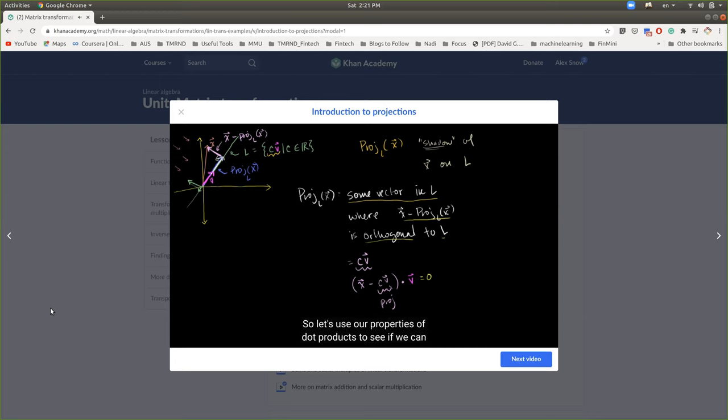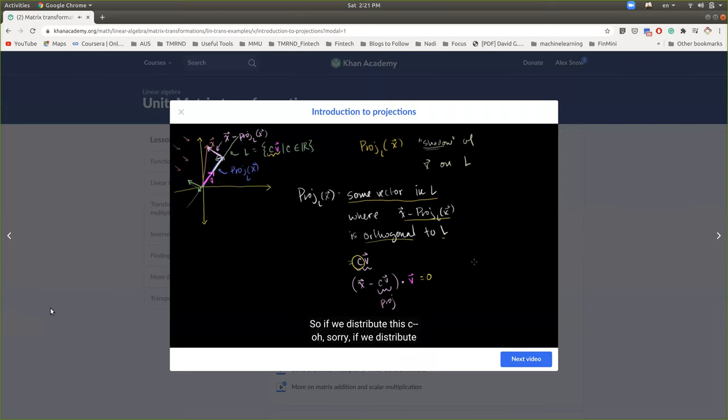So let's use our properties of dot products to see if we can calculate a particular value of C. Because once we know a particular value of C, then we can just always multiply that times the vector V, which we are given, and we will have our projection. And then I'll show it to you with some actual numbers. So let's see if we can calculate a C.